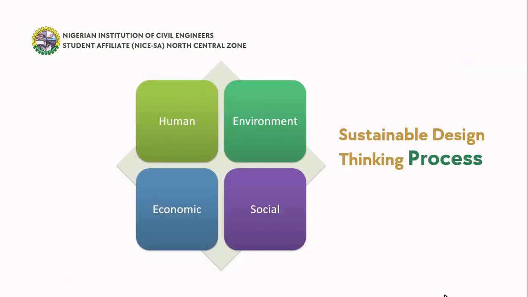So that takes me to the design thinking process in structural engineering. Four pillars basically make up this process. The first is the human pillar, the pillar of people. Next is environment. Next is economics. Next is social. You cannot be talking about sustainability without these four factors. So at every point where you have to design, you must always first checkmate these four. You have to consider these four factors, especially when certain decisions are to be made.